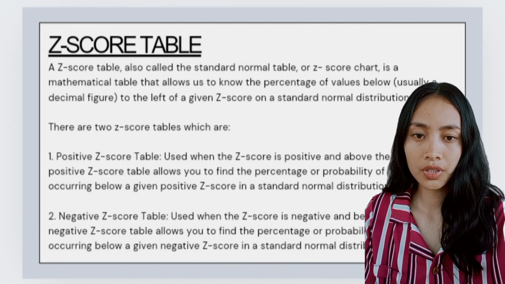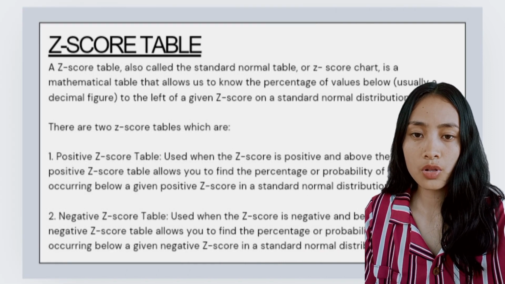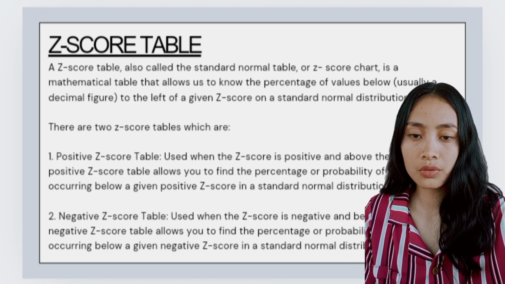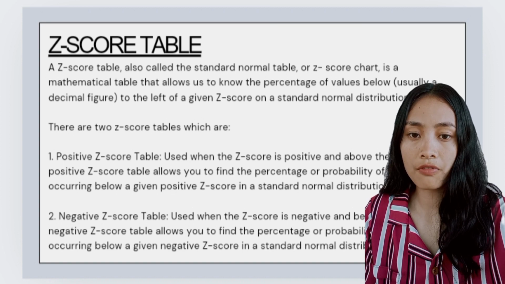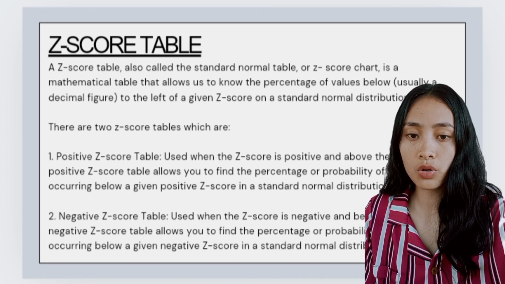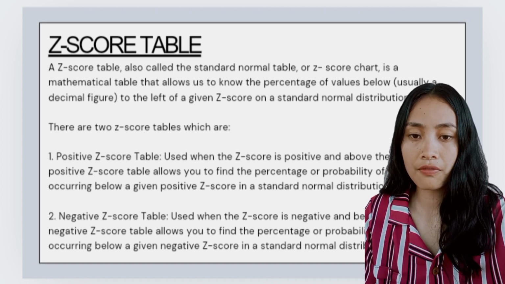A z-score table is also called the standard normal table or z-score chart. It is a mathematical table that allows us to know the percentage of values below, usually a decimal figure, to the left of a given z-score on a standard normal distribution. So there are two z-score tables, which are the positive and the negative z-score tables.